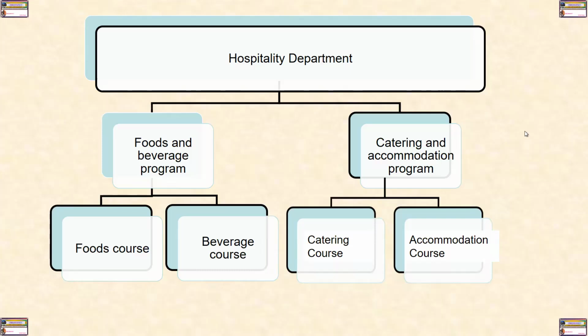So this is our structure now. You can see initially here, I had a repeat of this and this under the catering and accommodation, which cannot be. You always ensure that you have no duplicates. And therefore, the foods course and beverage course are under the foods and beverage program, while under the catering and accommodation program, we have the catering course and the accommodation course. So you can see the structure from the overall department to specific programs, and under each of the programs, we have specific courses. So we call that a hierarchical model.